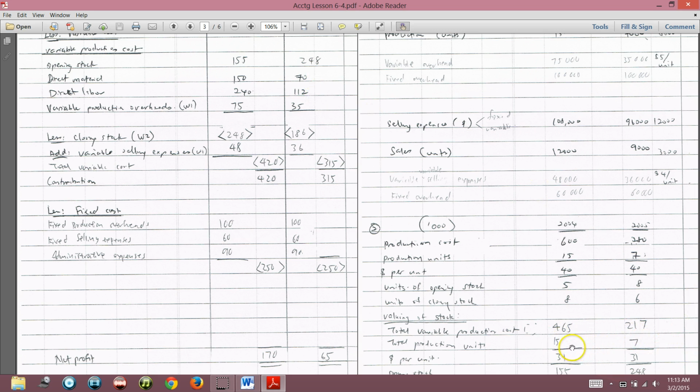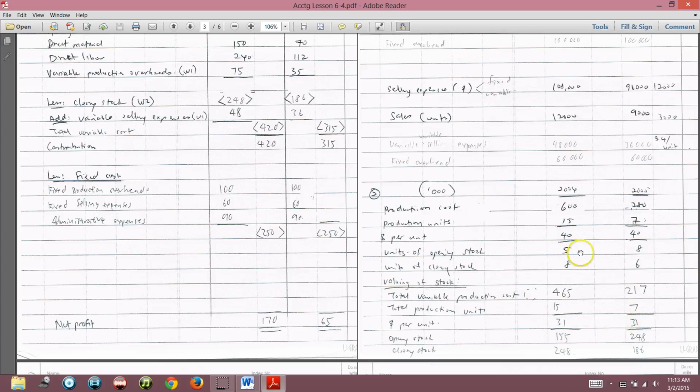The total production unit is given in the question. It's 15,000 for 2004 and 7,000 for 2005. So the value of the stock per unit is 465 divided by 15, which is 31. For 2005, same thing, it is 31. Now we should value our opening stock and closing stock. This 31 consists only of the total variable production cost or total variable factory cost, which excludes the fixed production overheads.